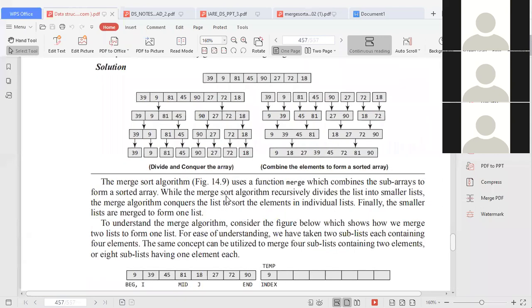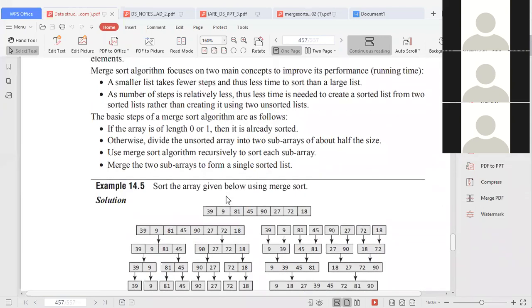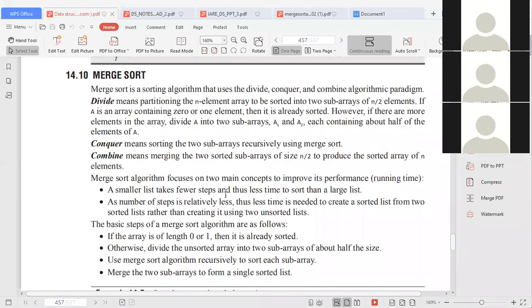What we did here: merge sort is the most important. Why? Because if you know the concept of merge sort, it is easy for you to understand quick sort. Quick sort has a bit more complexity. To understand the complex one, it is better to understand merge sort in a better way. So what we do here is, we divide the whole unsorted array into two parts.